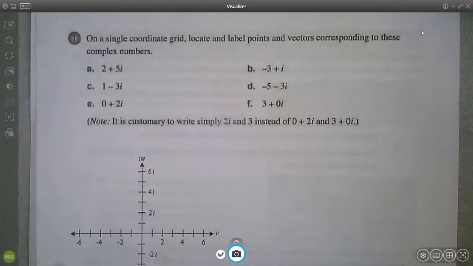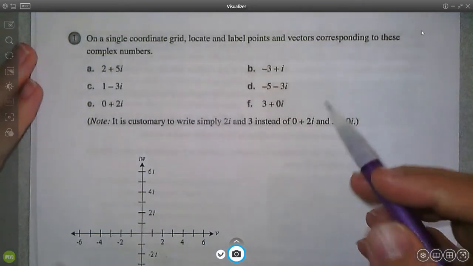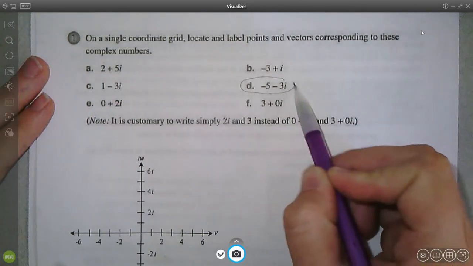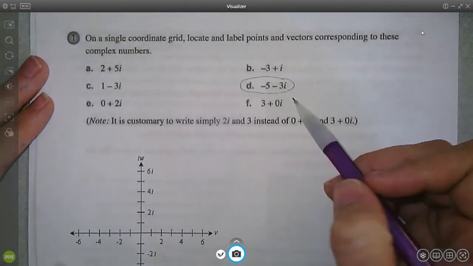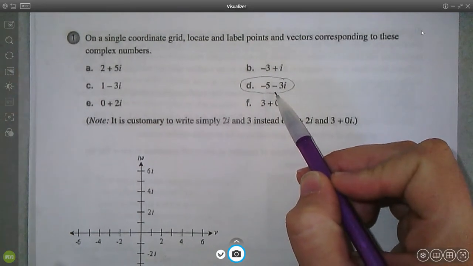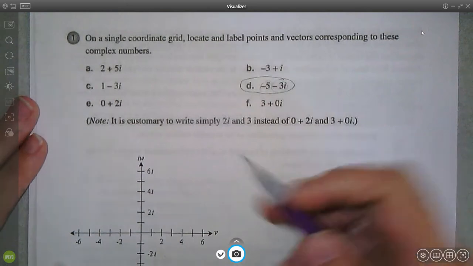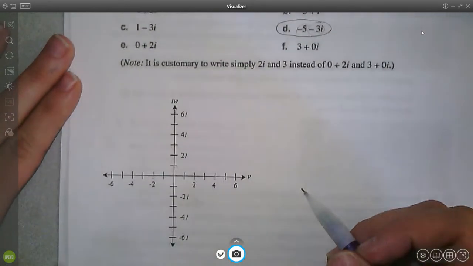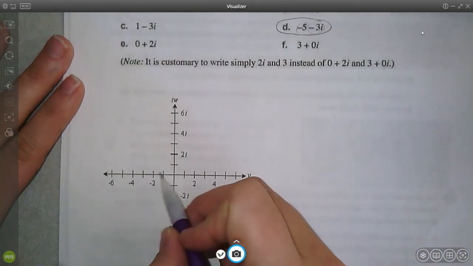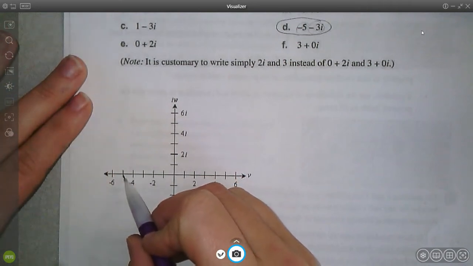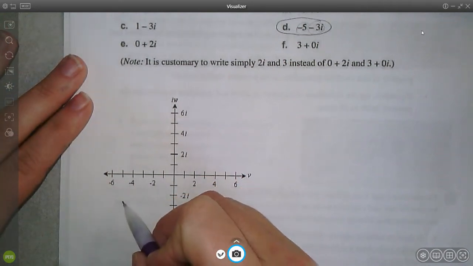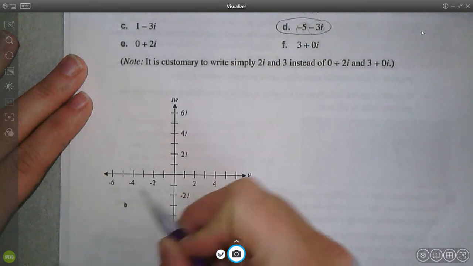All right, so let's review a little bit from yesterday. So let's go ahead and we'll do this one quick. Okay, so it wants us to graph this complex number. So remember, this -5 is the real part, -3i is the imaginary part. So when you graph that, you go to -5, so 1, 2, 3, 4, 5, and down 3. So we're right here. It wants you to draw a vector.